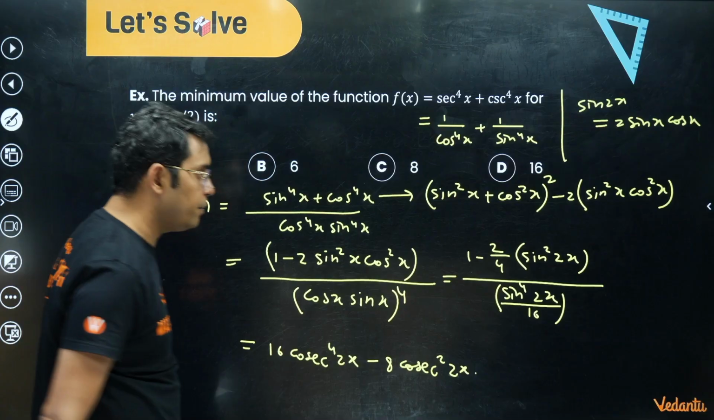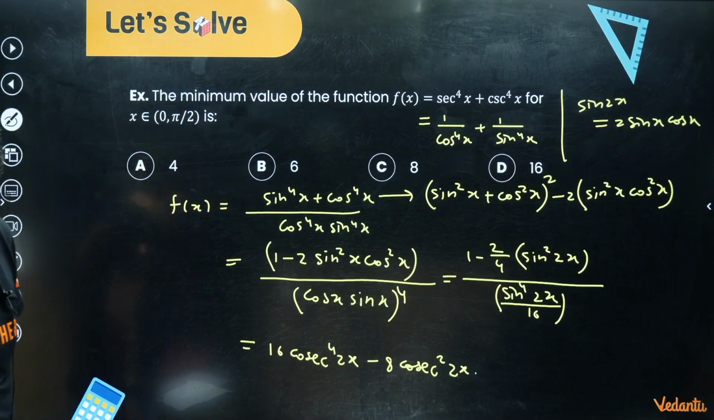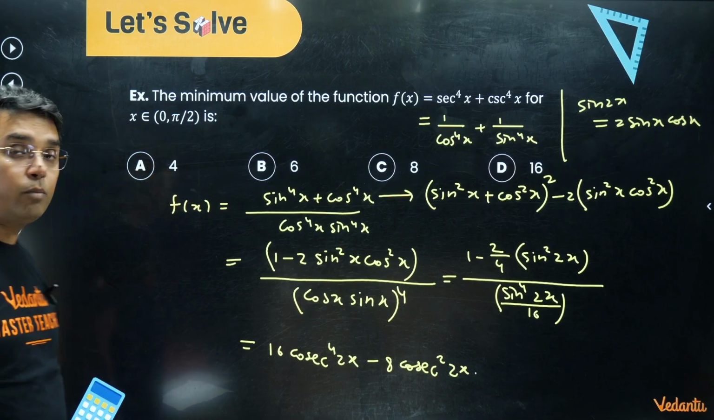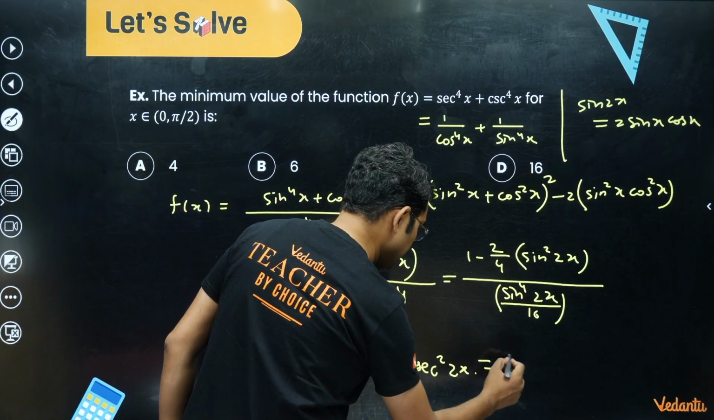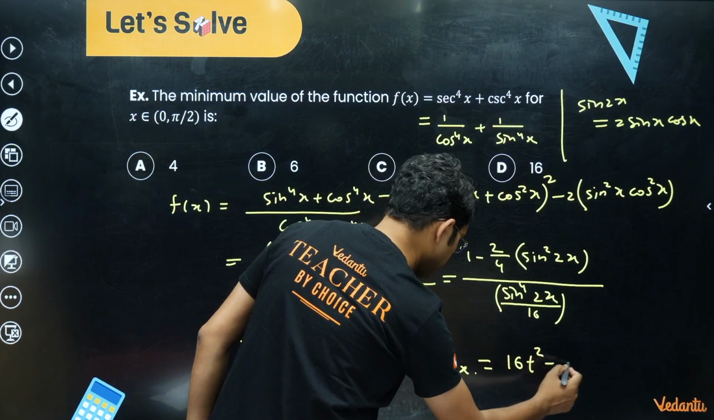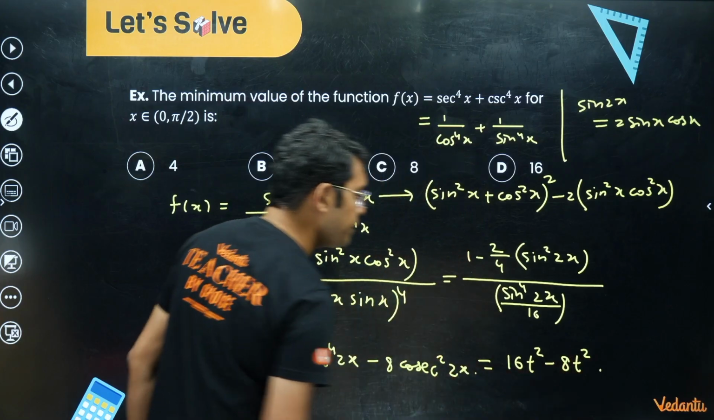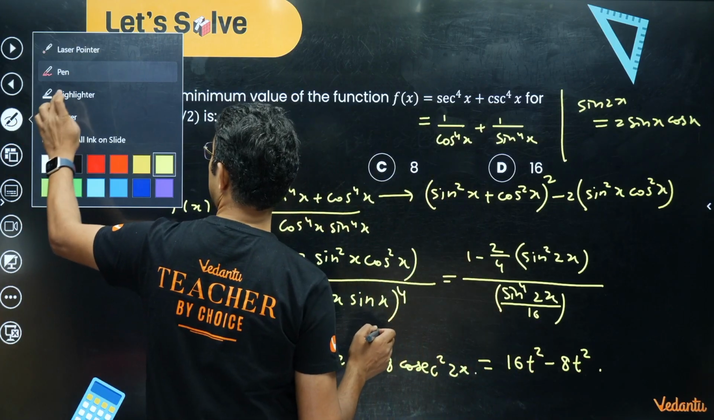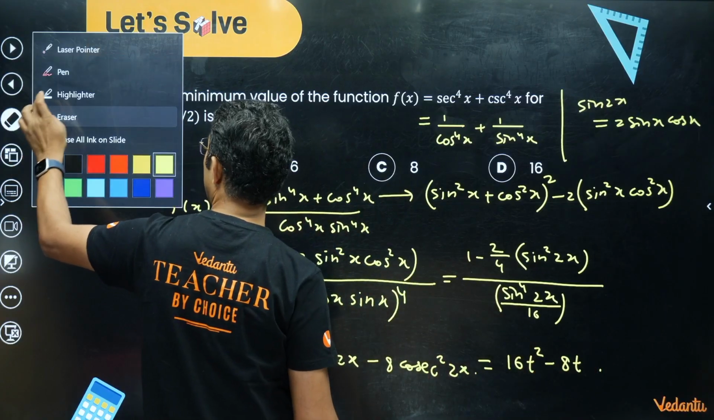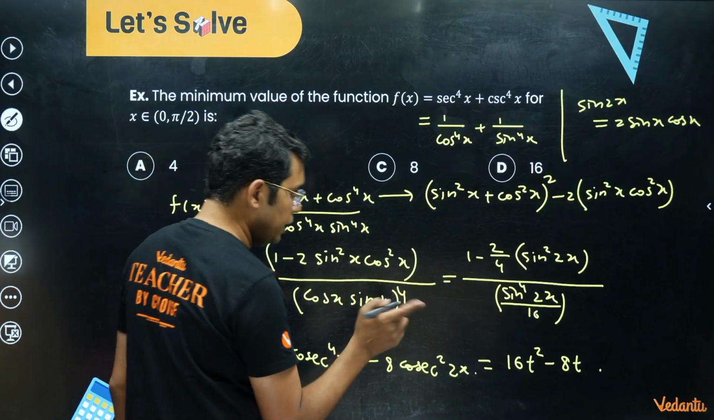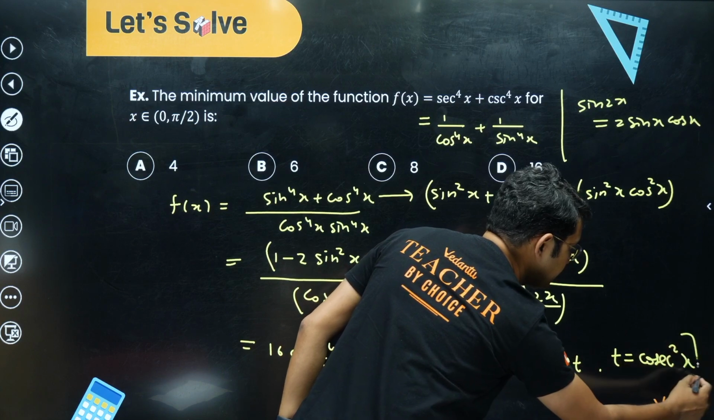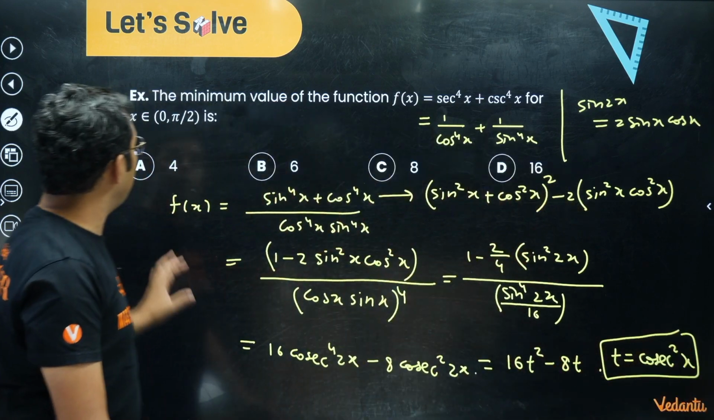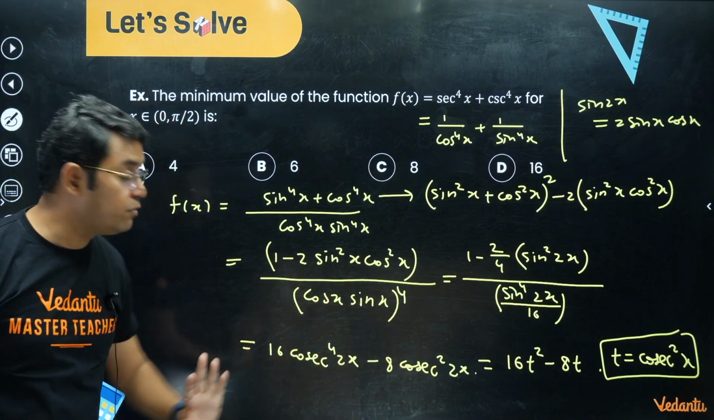Let me check the calculation. 16 by 2 is 8, 16 by 2 is 8. Yeah, I was getting same thing, 16 cosecant power 4 minus 8 cosecant square. Now I will like to write this as 16t square minus 8t, where not t square there, only t here, and 16t square here. I have taken t as cosecant square x. Please understand this. Okay, now we are looking for minimum value of this expression, which is a quadratic.